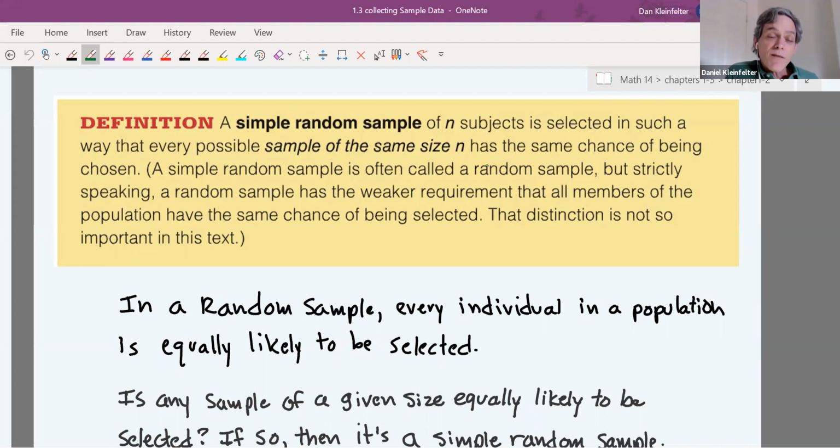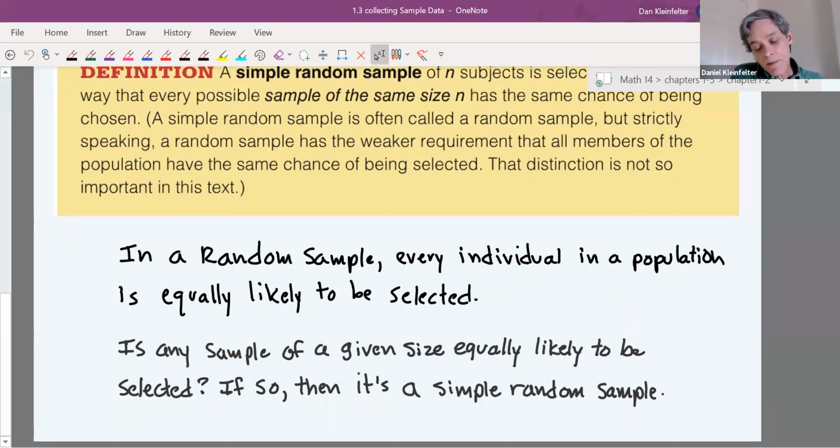In the first case, where the computer generated just 30 student ID numbers, and we were going to check those 30 students, then any group of 30 COD students is equally likely to be selected. If instead we just pick 30 students in a particular course, like let's say this course, Math 14, or some other course, some history course or a CIS course or something, not every group of 30 students at COD is equally likely to be selected. That would make it not a simple random sample.